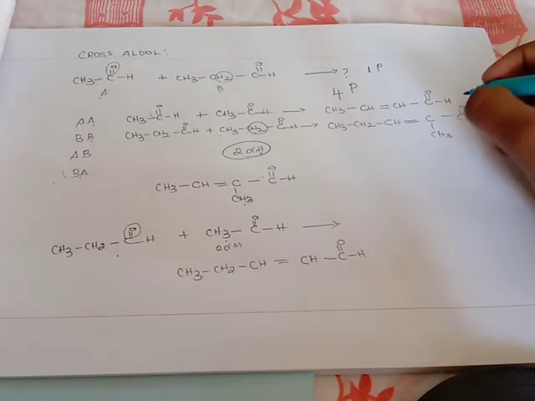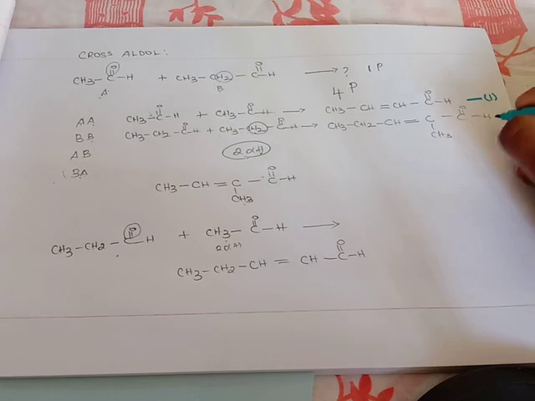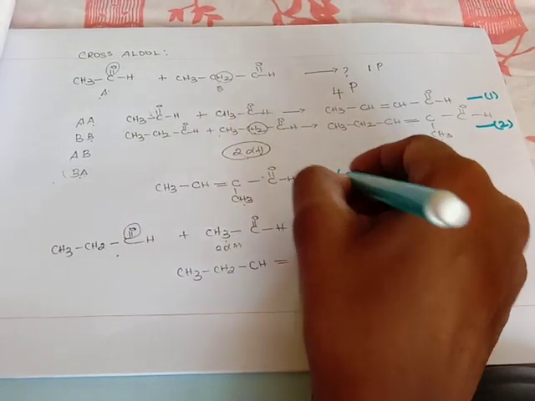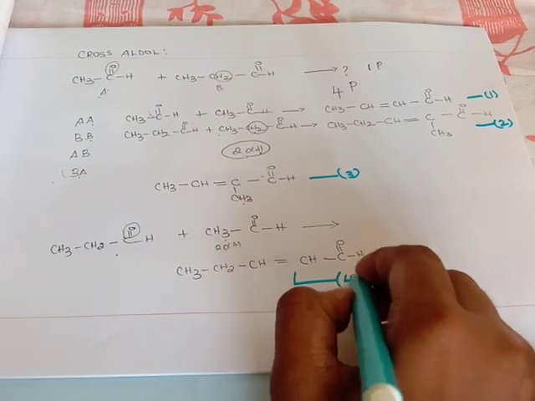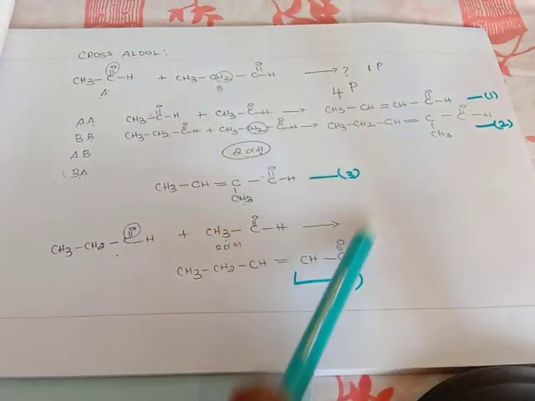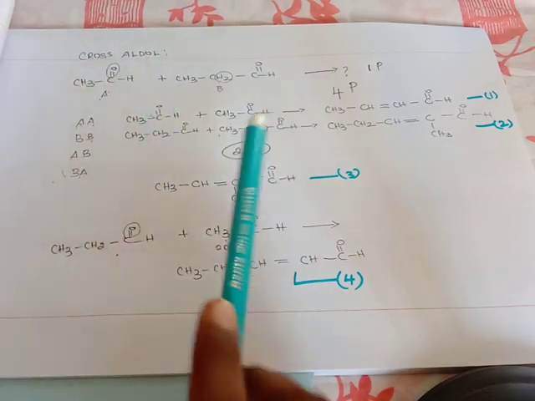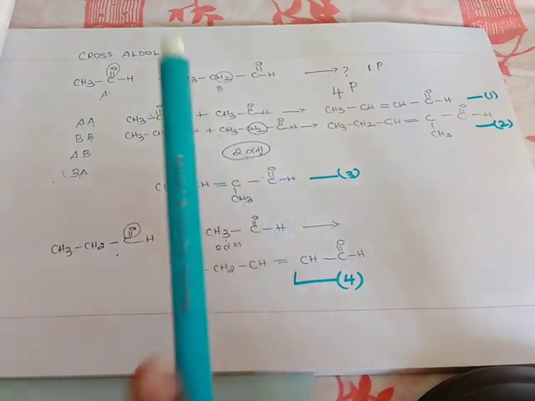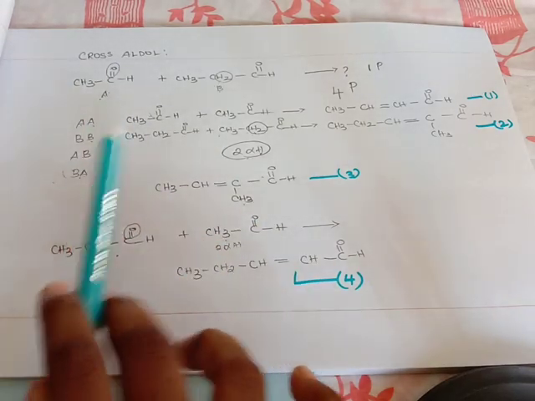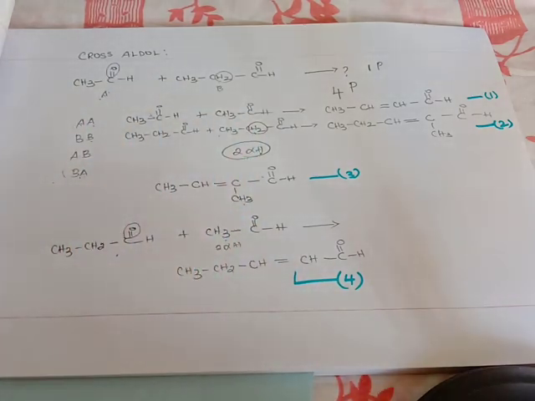Now see, this is your first product, second product, third product, fourth product. You got 4 products, as I said already. So this is the method to solve cross aldol. You have to remember this point alone. It is very easy, students. Remember this so that you don't make any kind of confusion here.